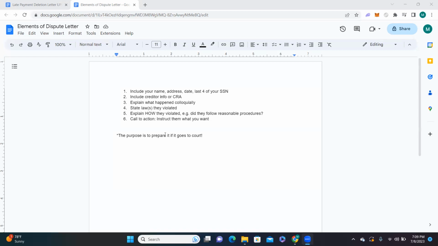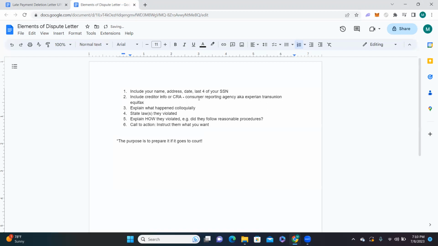And then number two, you want to include the creditor's info if you're sending to the creditor or the CRA. CRA is Consumer Reporting Agency. If you're new and you don't really understand consumer law terms, Consumer Reporting Agency is Experian, TransUnion, Equifax, all those people, the crooks, basically.